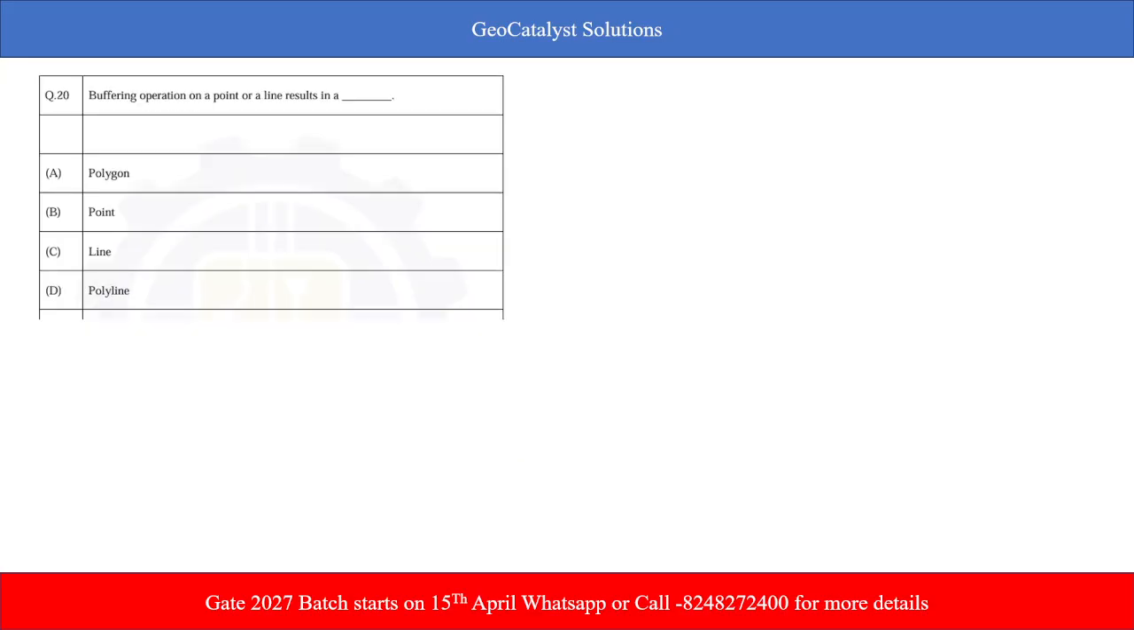Now coming to question 20. So buffering operation on point or line results in, so suppose you have a point, then equal distance buffer, this circle will be created. So if you have a line and you are taking rectangle type, then this type it will be created, or it may be this type also, depending on what you choose. In QGIS, if you are doing it, you have the option to choose. So this is polygon. Okay, so question 20 option will be A.